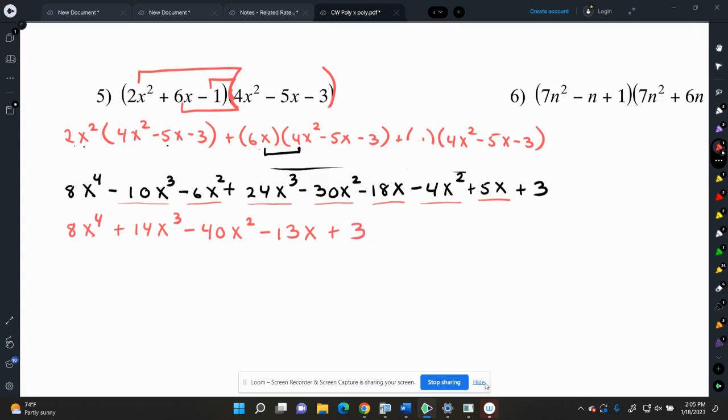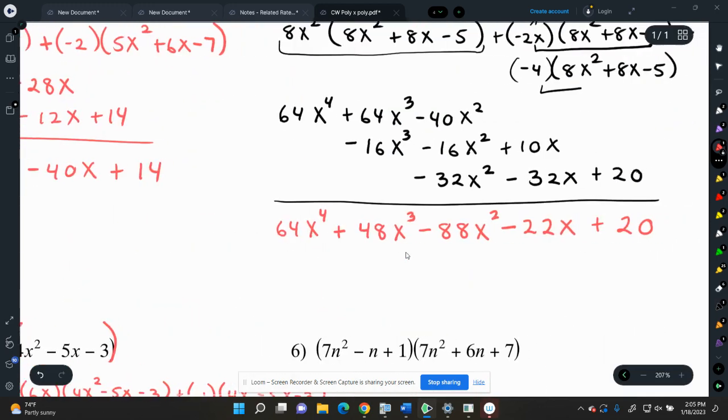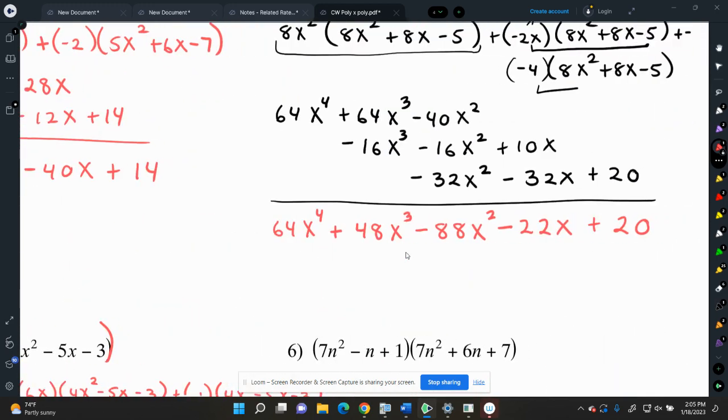For those of you that are new to this, I think the other way, the way we did it up here where we lined it up, will work better for you. It's easier to combine your like terms like that. Okay, questions?